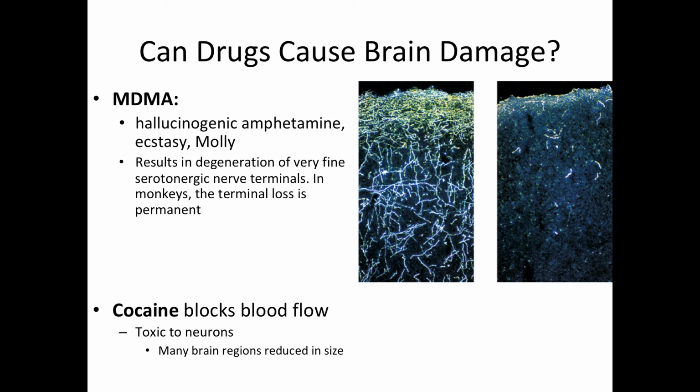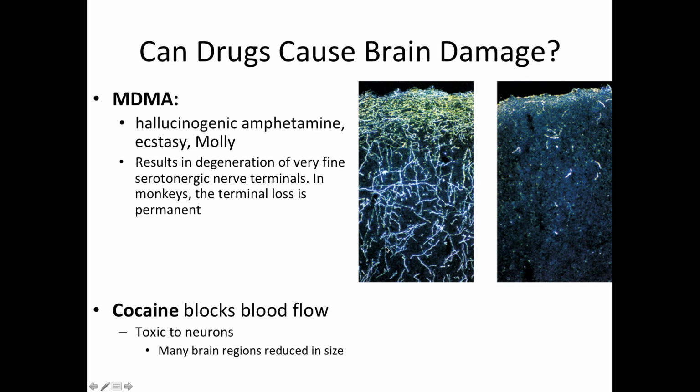The strongest evidence that recreational drug use can cause brain damage and cognitive impairment is from studies of the synthetic amphetamine-like drug MDMA. Findings from animal studies show that doses of MDMA approximating those taken by people at festivals and parties resulted in degeneration of very fine serotonergic nerve terminals. In monkeys, they show that this terminal loss may be permanent.